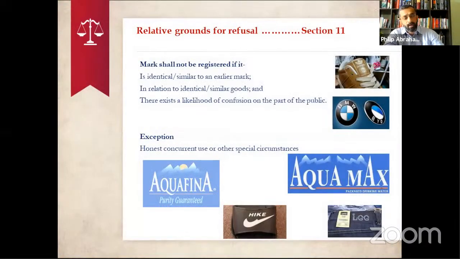Now we come to relative grounds of refusal of a trademark. Once you apply for a registration, these are the grounds that will be used to refuse your mark by the registrar. Or it can be refused in an opposition proceeding subsequent to its advertisement in the Trademarks Journal. We will come to the procedure of registration a little later. Now, relative grounds of refusal.